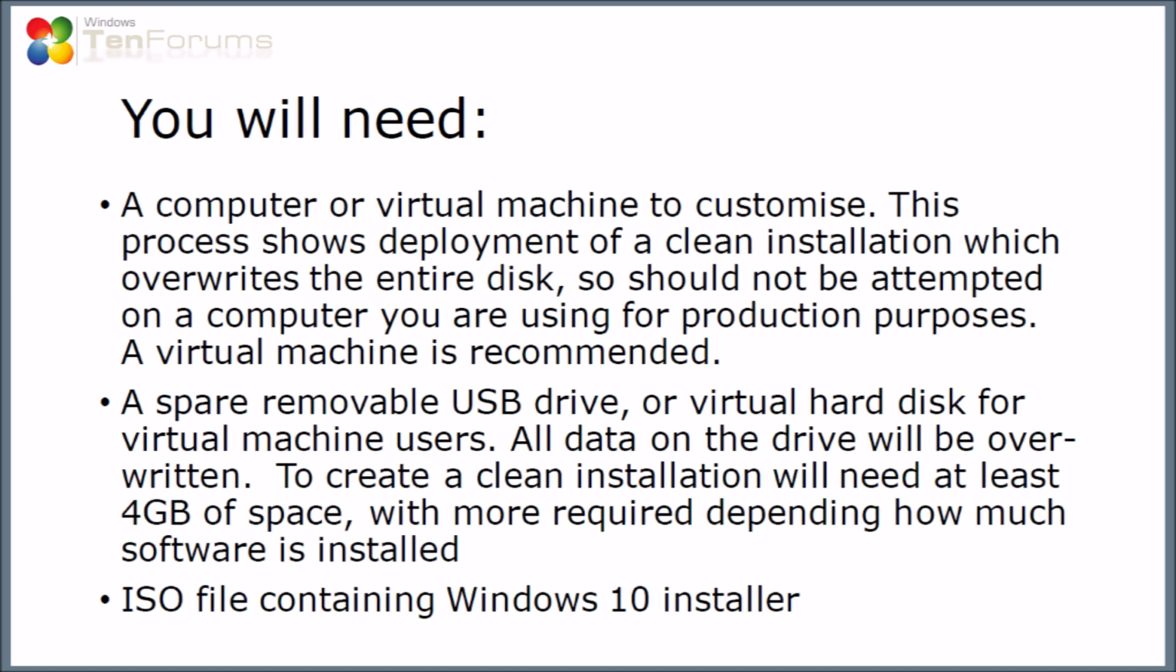For this video you will need a computer or a virtual machine which you can customize. Now this process shows you how to deploy a whole new clean installation which actually overwrites the entire disk, so don't do it on a computer that you're using for production purposes, and I would highly recommend using a virtual machine. You also need a spare USB drive if you're using physical hardware, or a virtual hard disk if you've got a virtual machine, and all data on that drive will also be overwritten, and you'll need at least 4 GB of space. You'll also need the ISO file containing the Windows 10 installer.